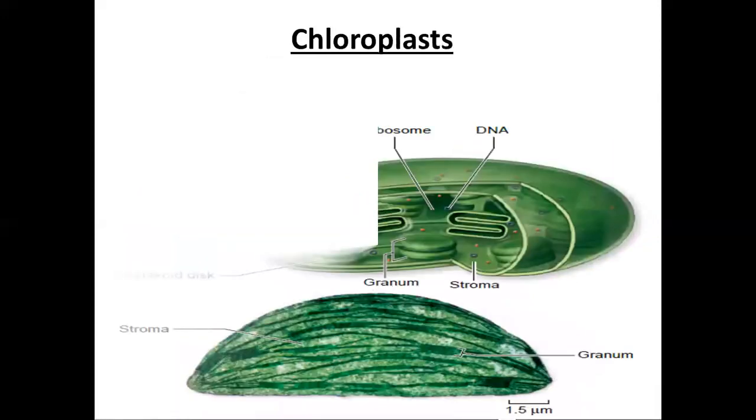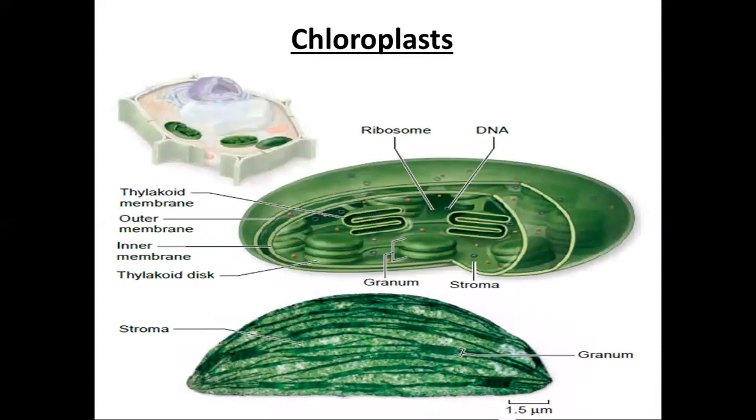And then we have the chloroplast. The chloroplasts are present in plant leaves and also in some algae that undergo photosynthesis. It is also surrounded by two membranes. So you have the outer membrane and the inner membrane.